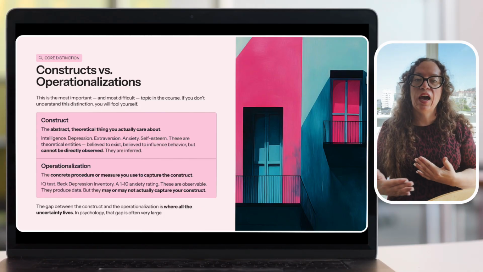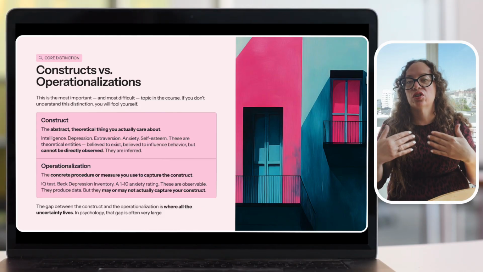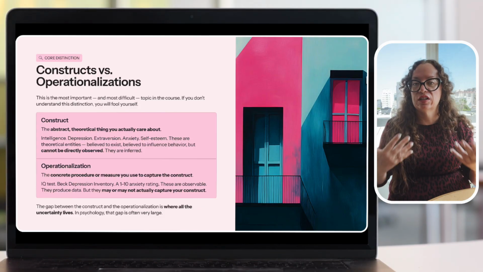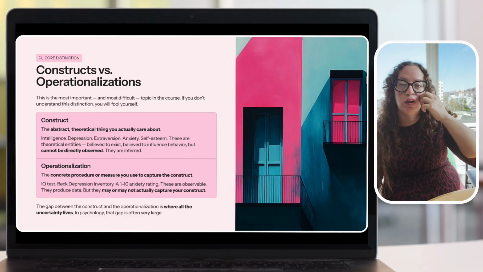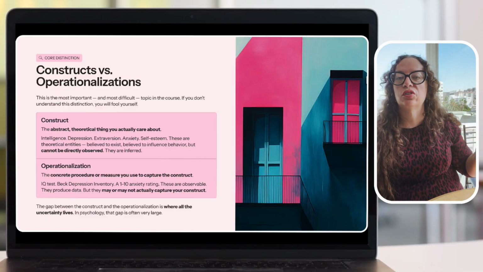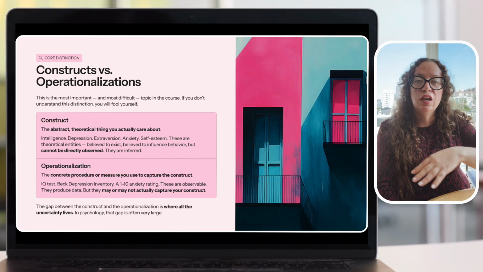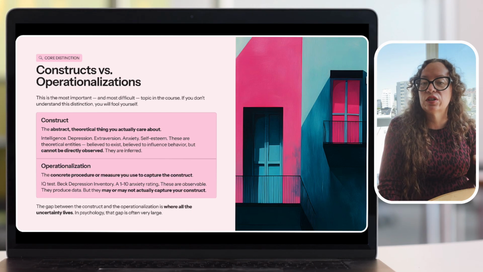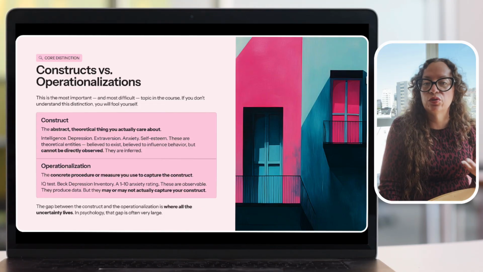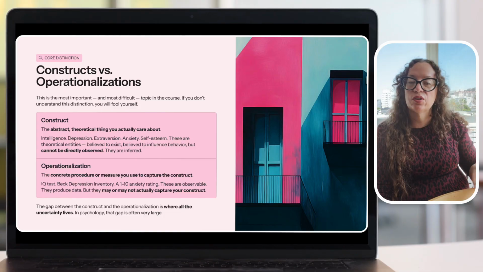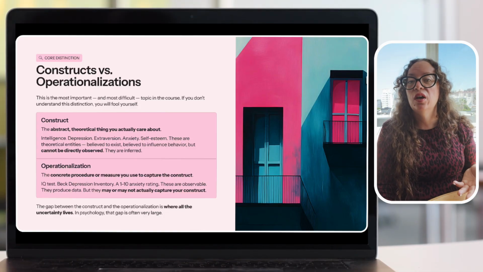A construct is the abstract theoretical thing you actually care about. Intelligence is a construct. Depression is a construct. Extroversion, anxiety, self-esteem, motivation, happiness, creativity, they're all constructs. It depends on what you're studying, what you find important. These are theoretical entities. They're things we believe exist. We believe there's something called intelligence that differs across people and that explains why some people learn faster, some solve problems better, adapt to new situations better. We believe there's something called depression that some people have and others don't and causes certain patterns of symptoms.